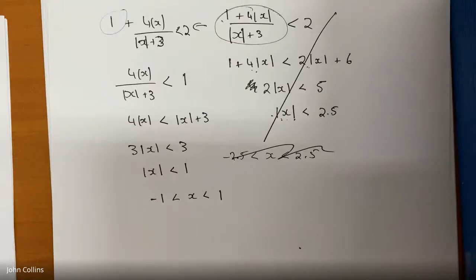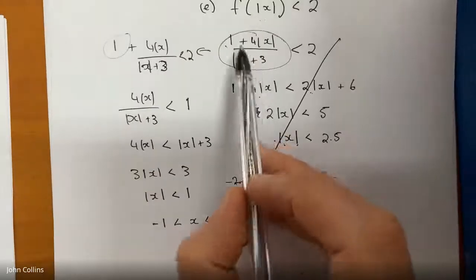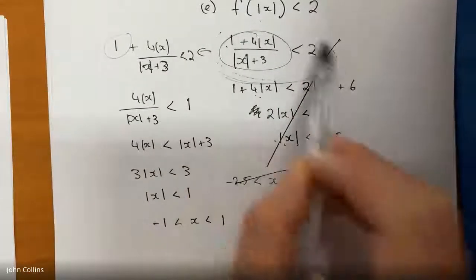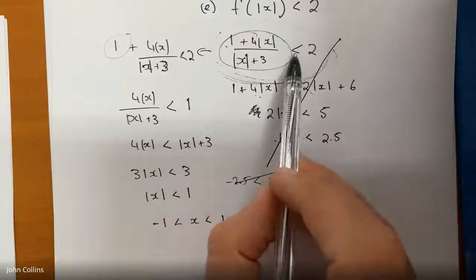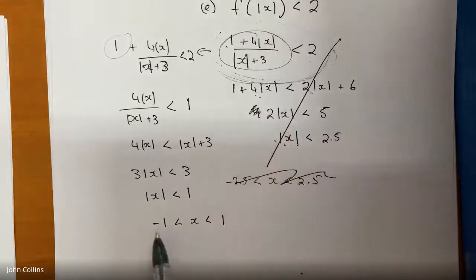All right, so that's the answer for the last part. So that's where the absolute value is inside, and you can check that if you want to put it on Desmos. You can put that into Desmos if you want, and then you can see that that function is below 2 between minus 1 and 1. And you can check the other one on Desmos if you want.